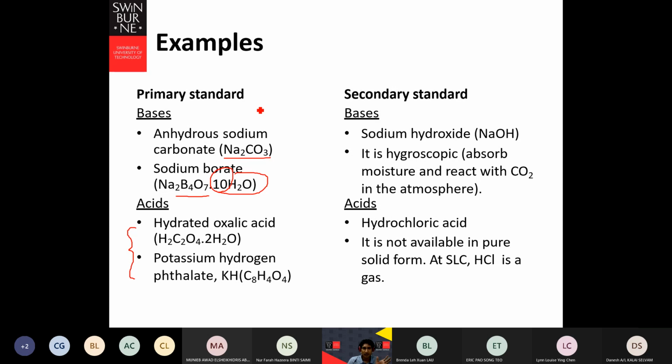Primary standards are very stable at normal room temperature. They do not need any special arrangement to keep them intact. You can just keep them in a simple jar, as airtight as possible, and they will be okay. Secondary standards are not like that. A secondary standard is very reactive to the atmosphere, it will not be in pure form, and it is hard to measure or weigh for calculation. So these are all secondary standards.